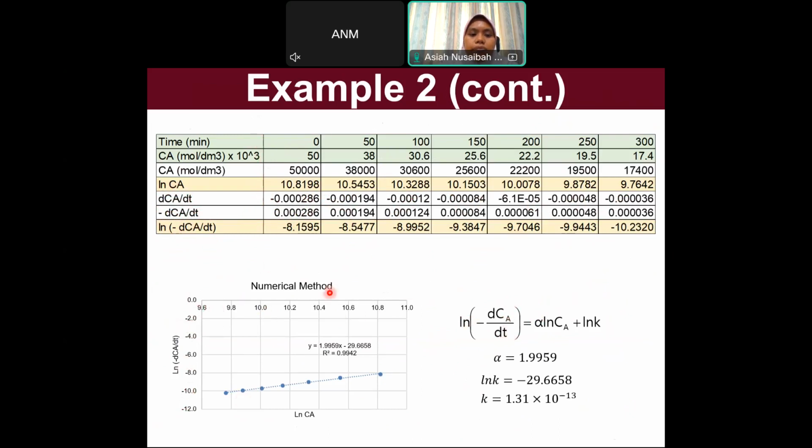Now plotting is the 4th step. After we plot, we can find our alpha from the slope. So we got 1.9959, and also we can find our ln k from the intercept. So here we find our ln k. Okay, that's all for the differential method. We have learned the graphical differential method and also the numerical differential method. All right, in our next class, maybe we can learn some exercises. Okay, thank you very much, everyone.